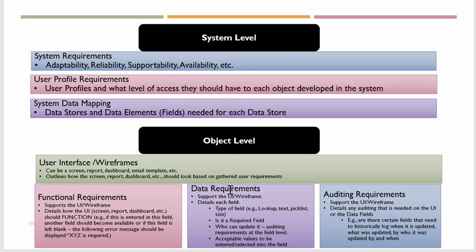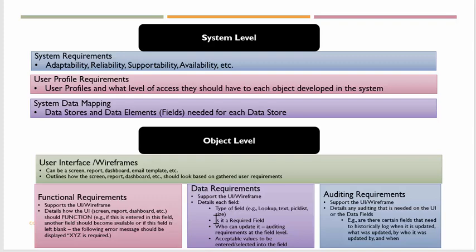The data requirements are at a detailed level that support this user interface wireframe. So whatever data you put on these user interfaces or wireframes, you need to define what's the type of field. Is it a lookup field, a pick list? Is it a text field? Is it a numerical field?